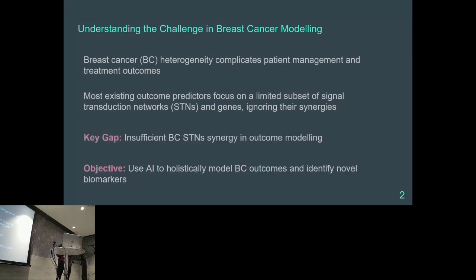And so the key gap we seek to address here is that while most modeling predictors out there are associated with just picking a few of the genes associated with breast cancer or a few of the pathways associated with breast cancer, we are taking a global perspective of near all known breast cancer genes and pathways to incorporate it into a model to understand outcomes, survival outcomes in breast cancer patients. And so our objective is having that broader picture of breast cancer in a patient.